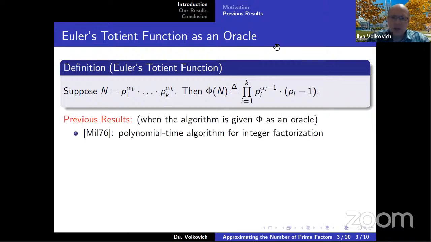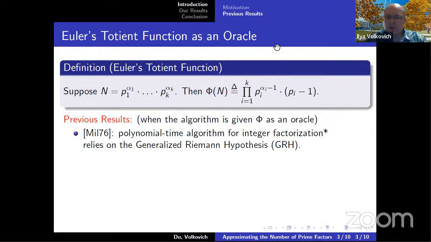This goes back to the seminal work of Gary Miller, who showed that in this beautiful work, you can actually factor integers in polynomial time if you have oracle access to that function. This was a very beautiful and seminal work, but it has one small asterisk, which is that the correctness of this result relies on the GRH. That's a widely believed assumption, but it's still in the state of a conjecture.